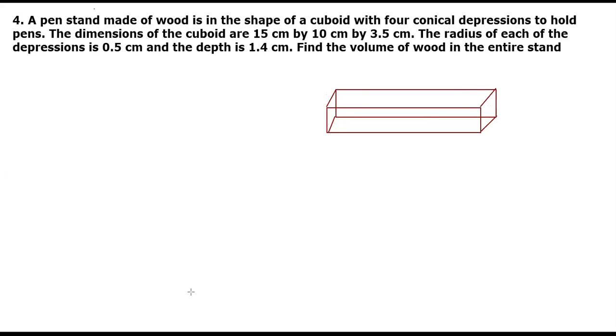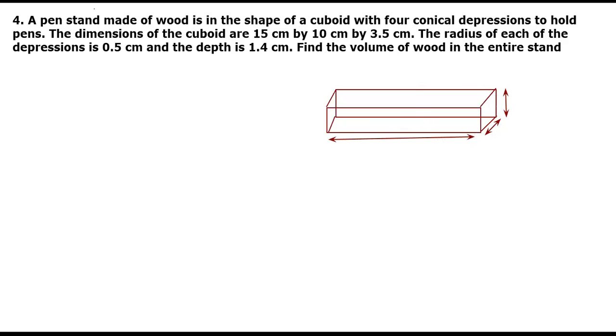So dimensions are given, and take the dimensions: 15 centimeter will be the length. This length is given, okay, and 10 centimeter is the breadth, and height is given by 3.5 centimeters. These three dimensions are given. Then conical depressions. How many conical depressions? Four conical depressions are there.